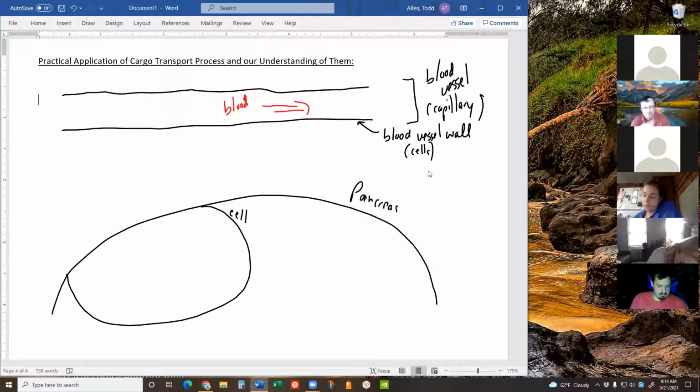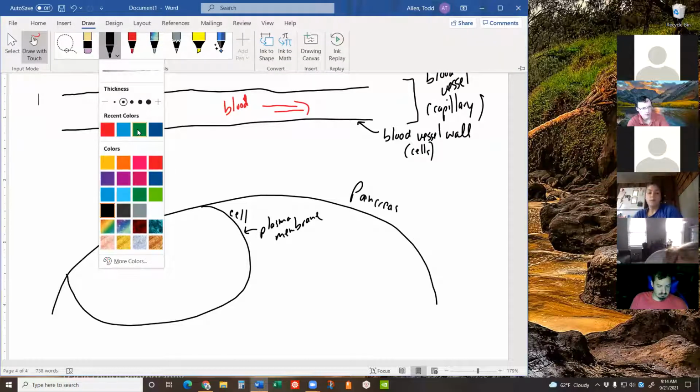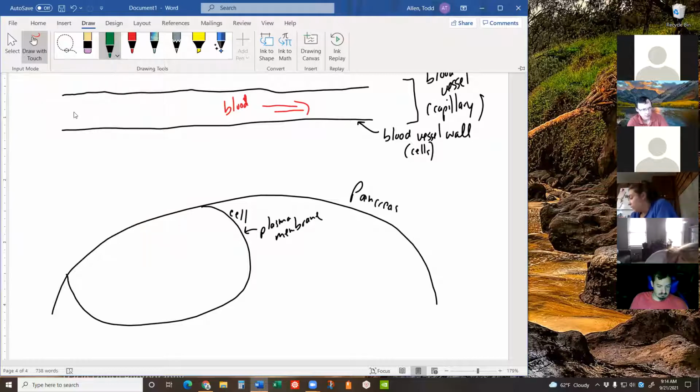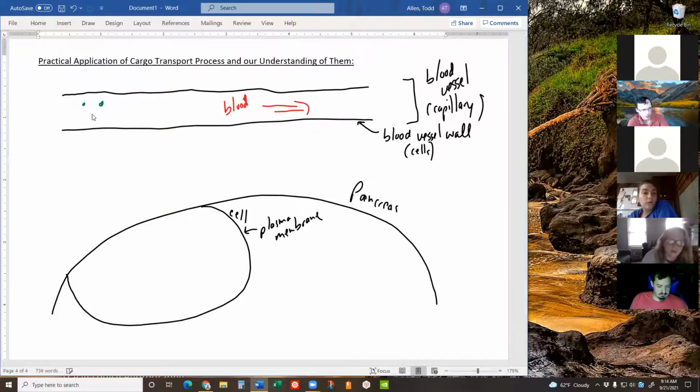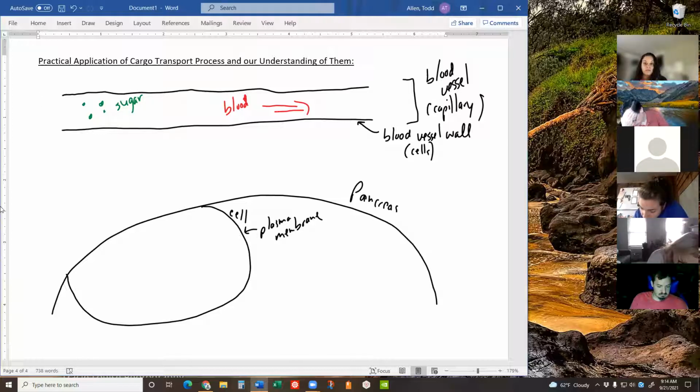So what we'll say here is that this is obviously the plasma membrane of this pancreatic cell. Let's say that we have some glucose, some sugar, now in the bloodstream. Here's some sugar, because you just ate a meal. Maybe you had pancakes for breakfast or something like that.